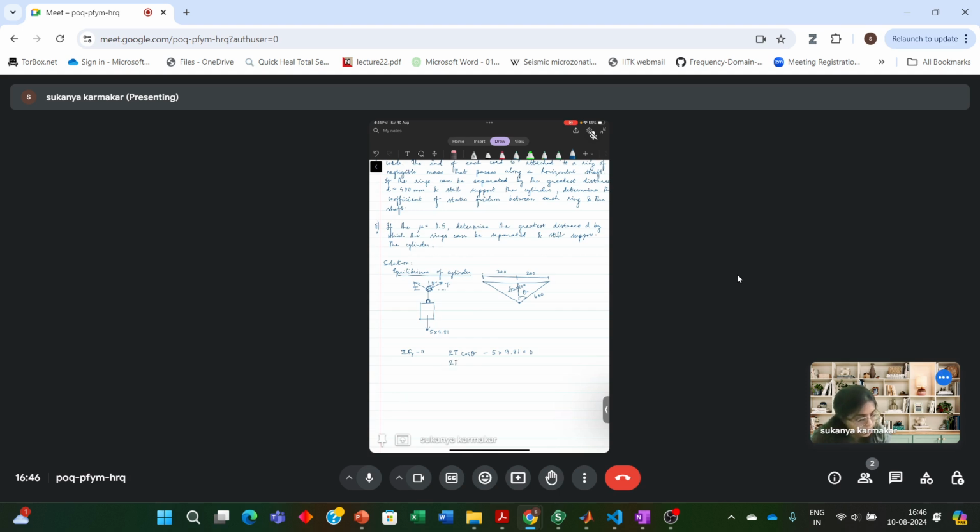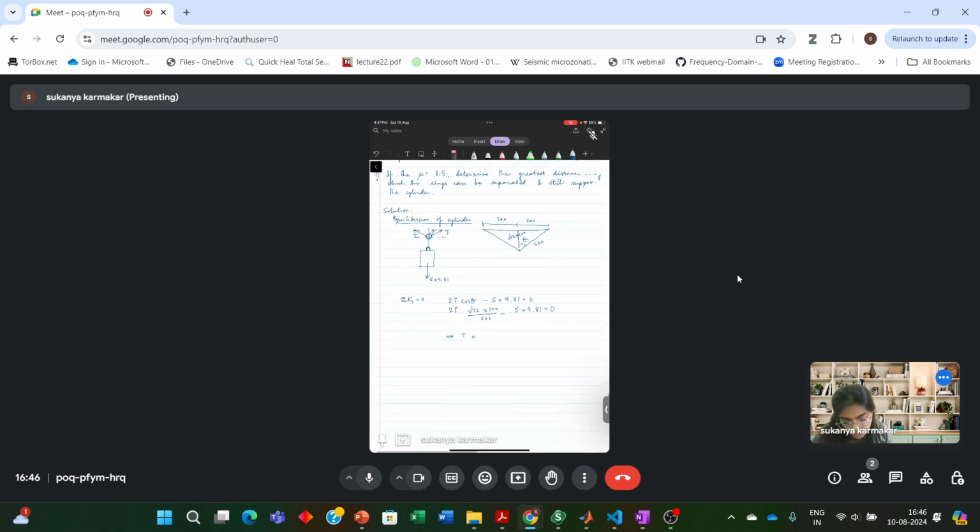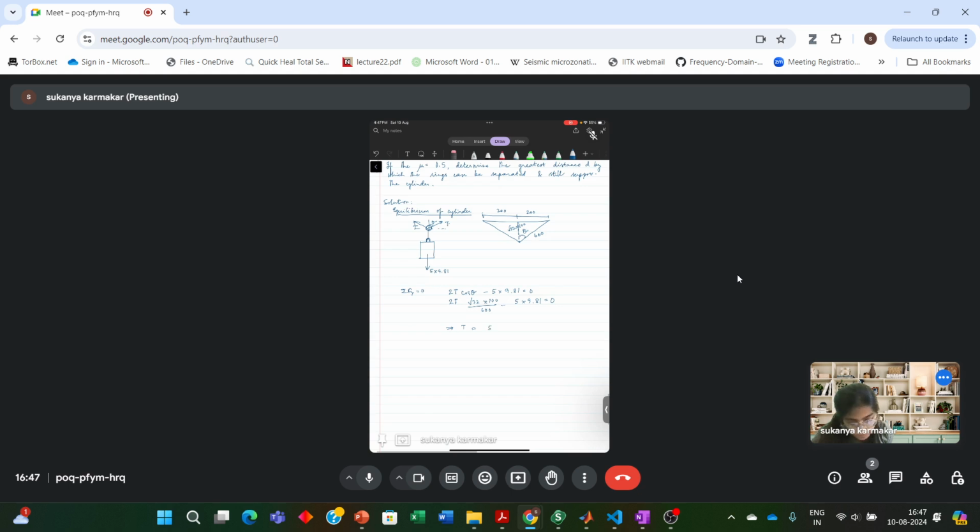T cos theta is root 32 divided by this minus 5 into 9.81 equal to. From here, T comes out to be equal to, if I solve it, I'm getting 5.2 Newton.